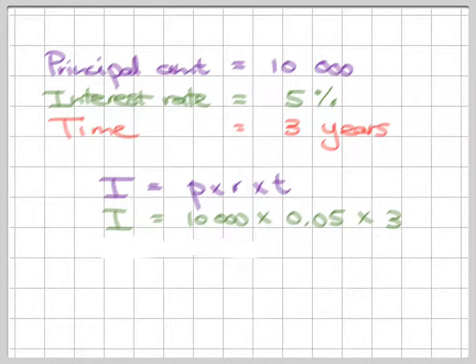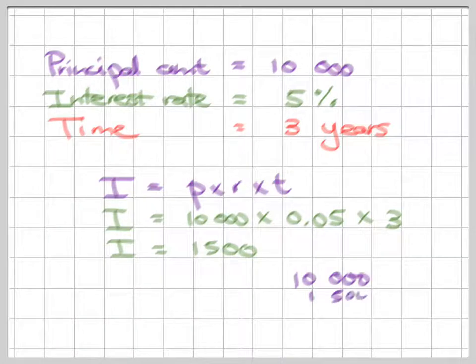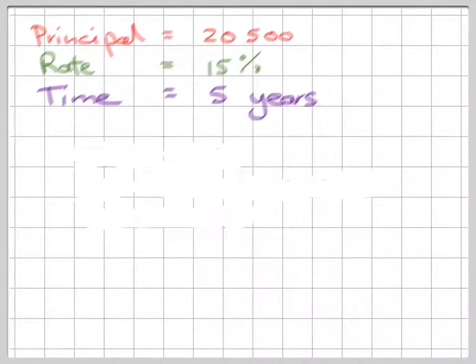And that would come to total interest paid is 1,500 Rand. So even though you borrowed 10,000, you paid 1,500 extra in interest. So you would have ended up paying 11,500. Let's look at one more example.